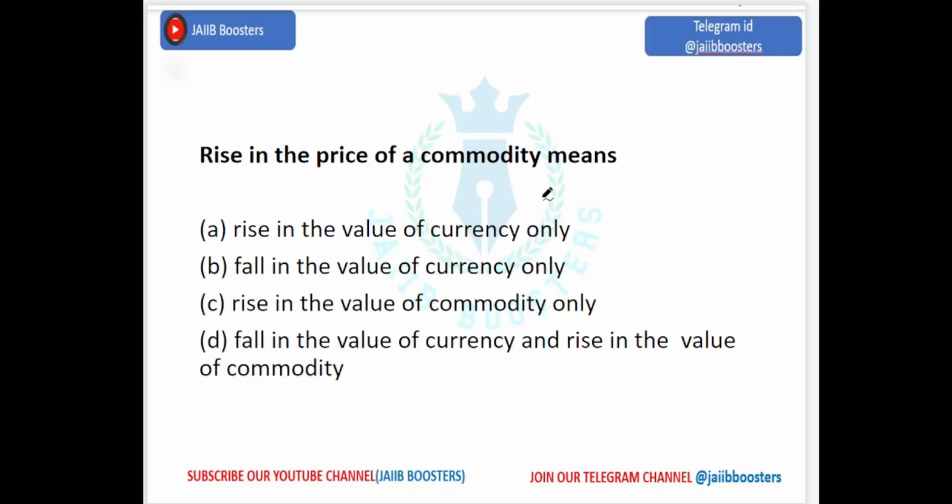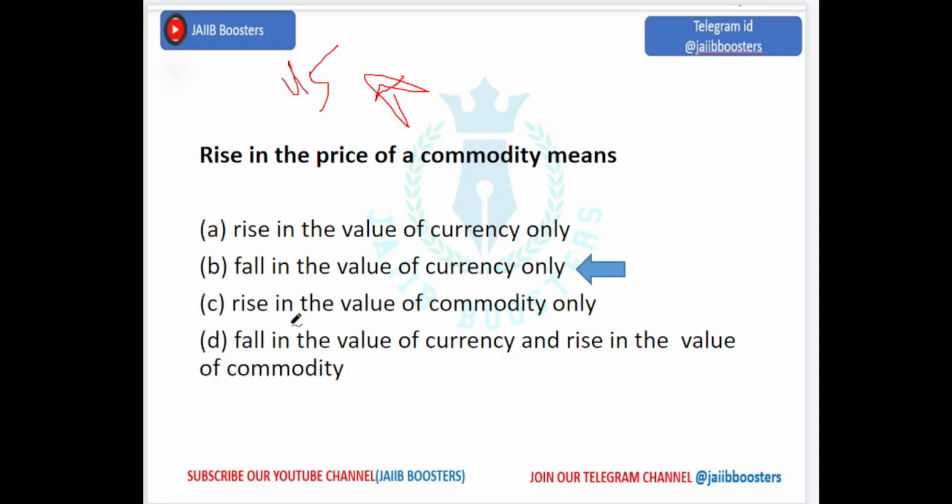Next, a rise in the price of a commodity means how do we define it: rise in the value of currency only, fall in the value of currency, rise in the value of commodity, fall in the value of currency and rise in the value of commodity. The rise in the price of a commodity means there is a fall in the value of the currency only. If there's some product A, yesterday the price of the product is 45. Now the price of the product is 55. There is a rise in the price of a commodity.